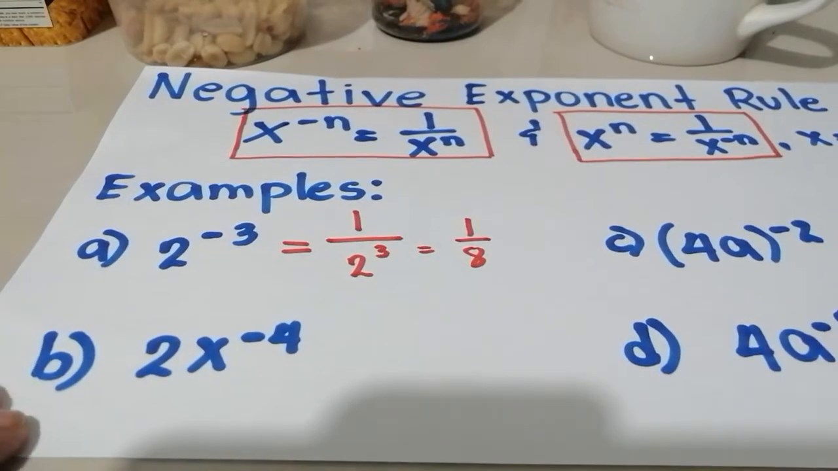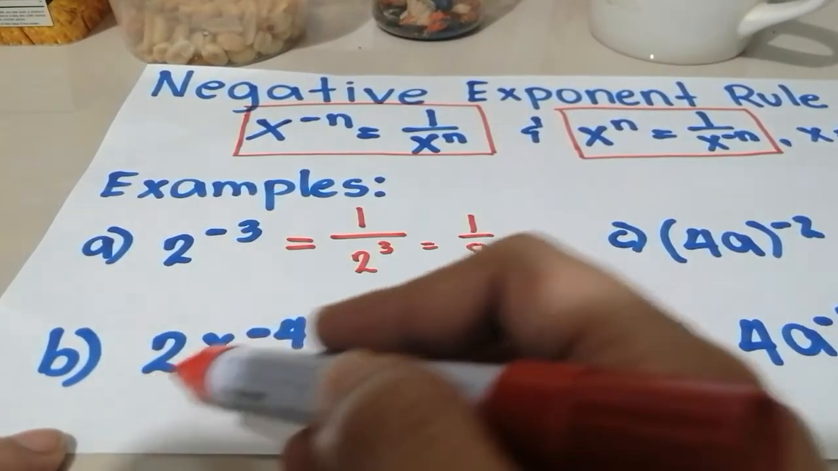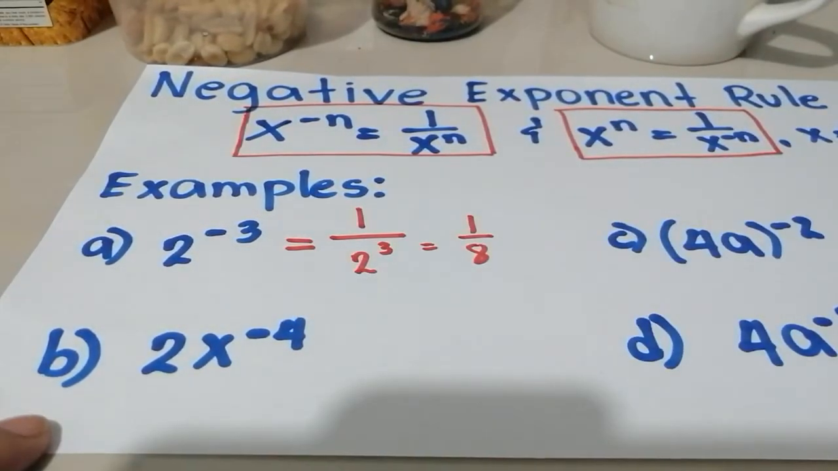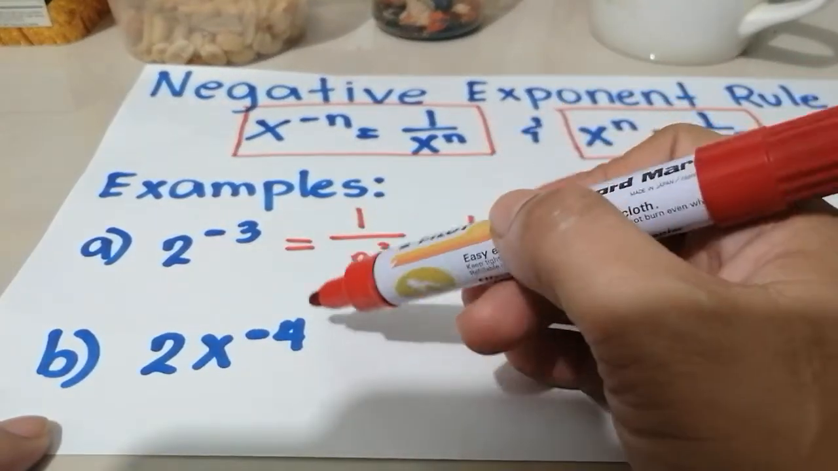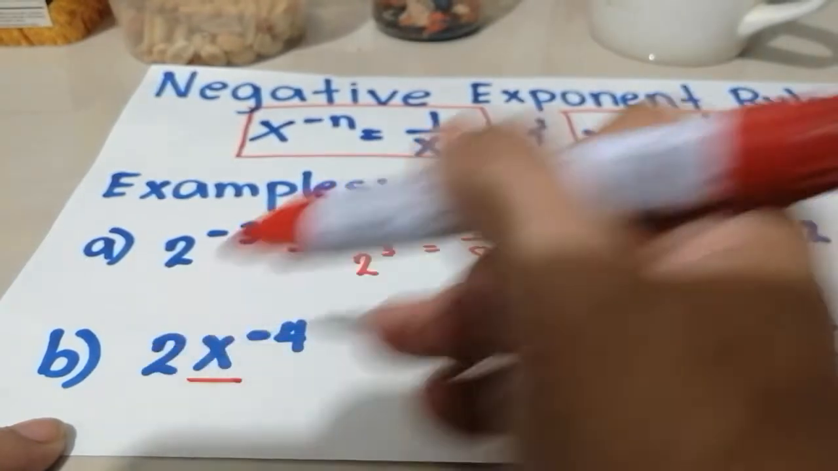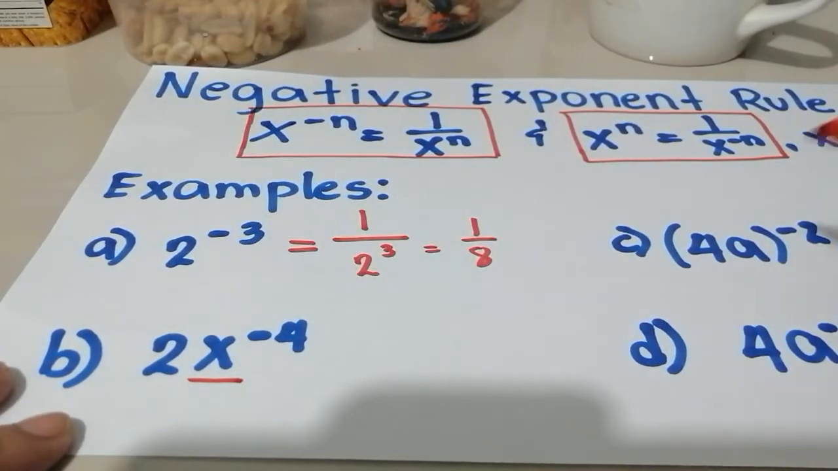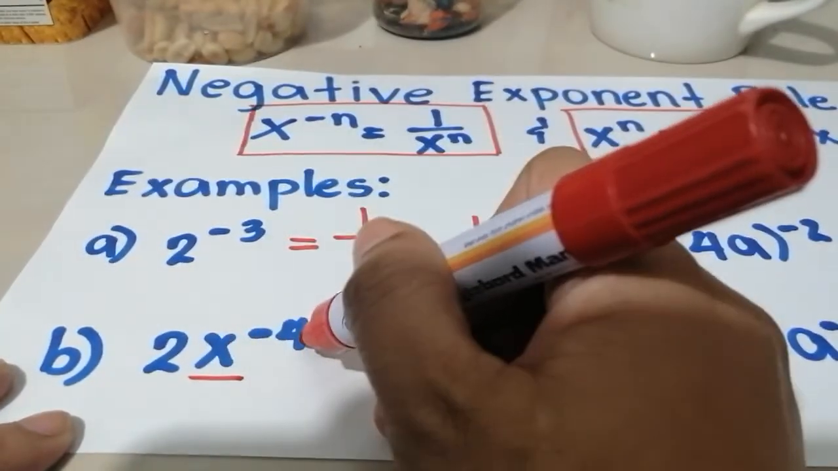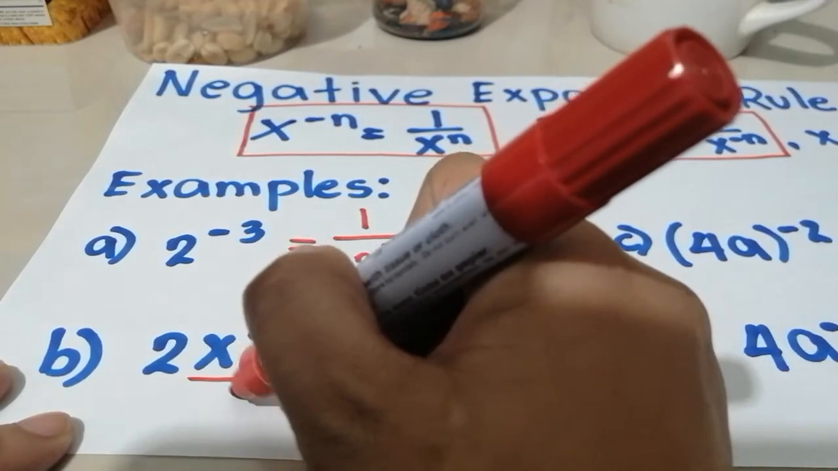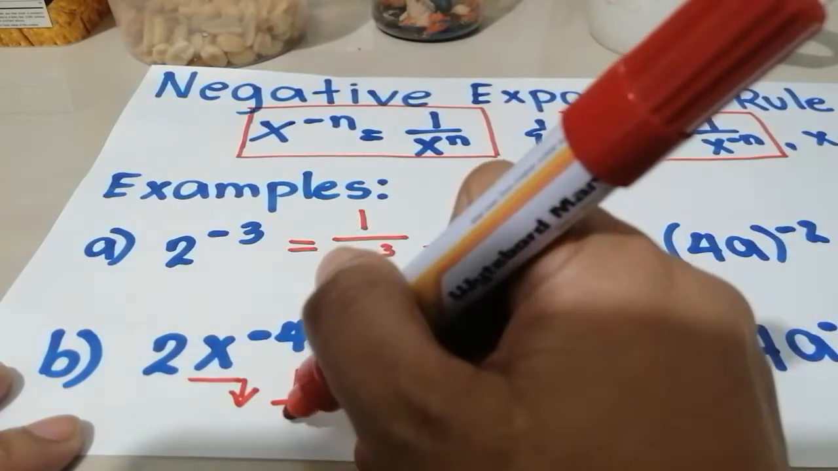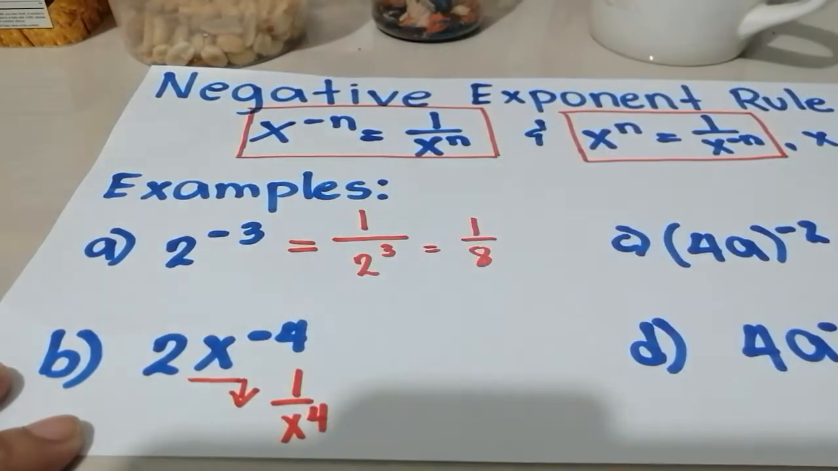Okay, another one is 2 times x raised to the negative 4. So, ang mangyayari dito, as you can see, ang meron lang exponent dito na negative is the x. Okay, hindi kasama yung 2. At dahil hindi kasama yung 2, ang isi-simplify lang natin dito is the x with the negative 4. Okay, so rewriting this, we're going to have 1 over x to the fourth power. Okay, so yan yon. And then, what are we going to do next?